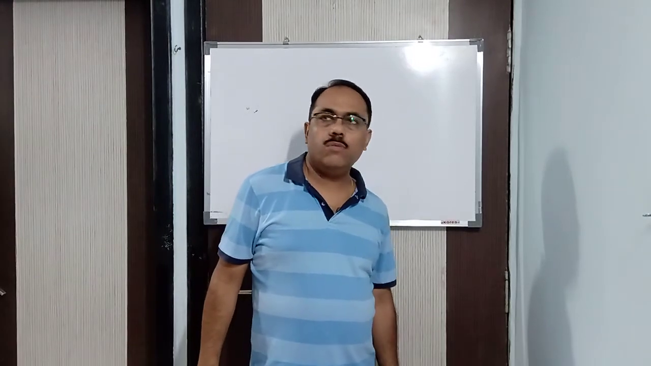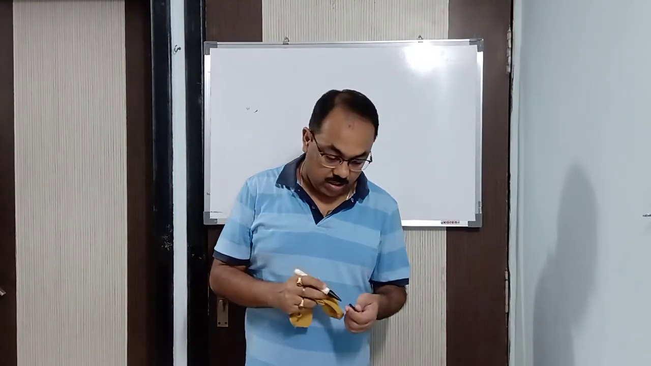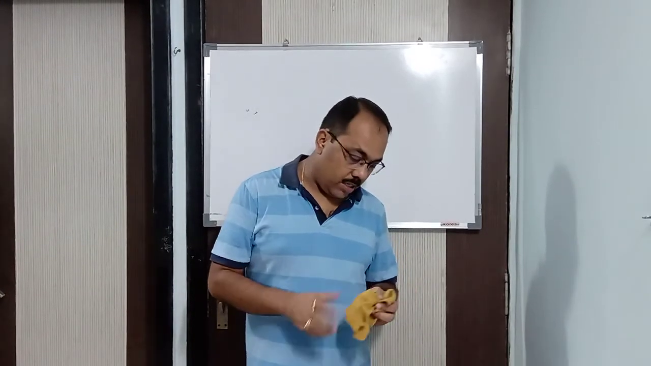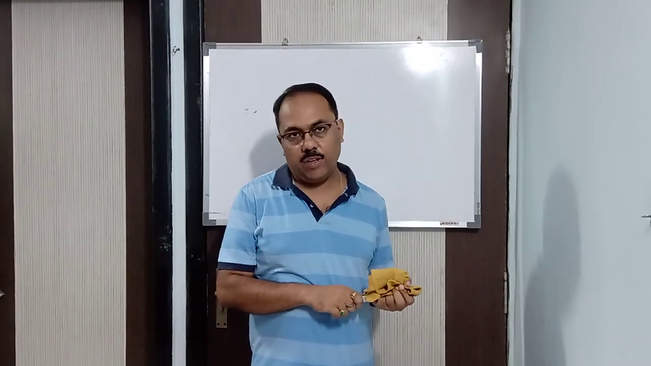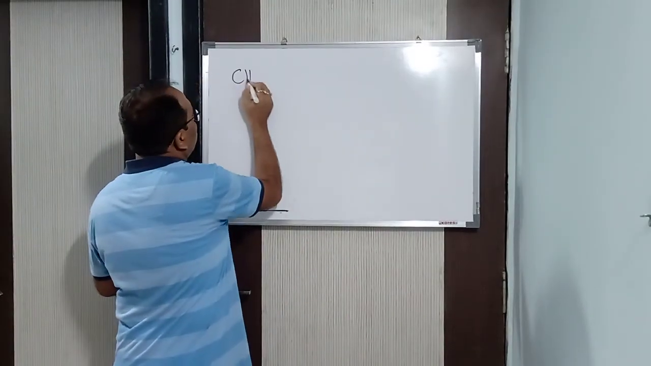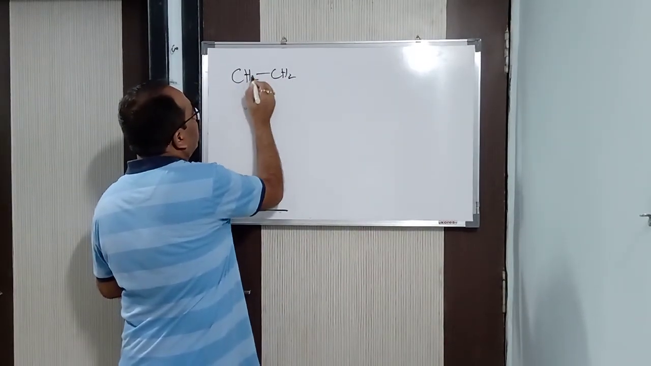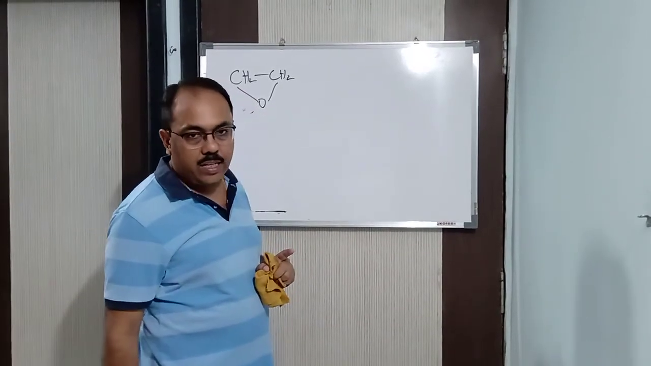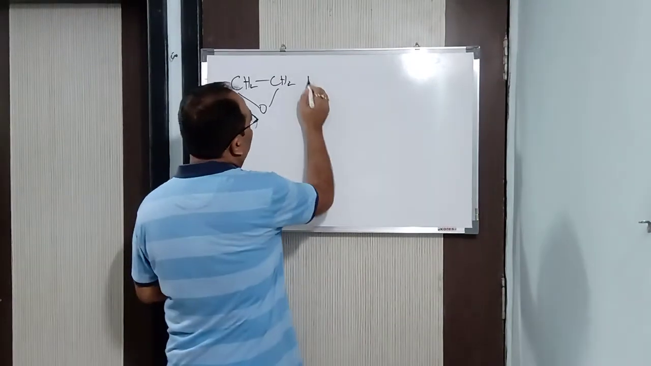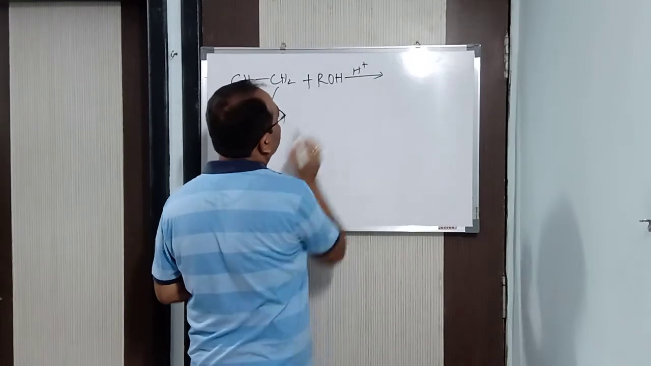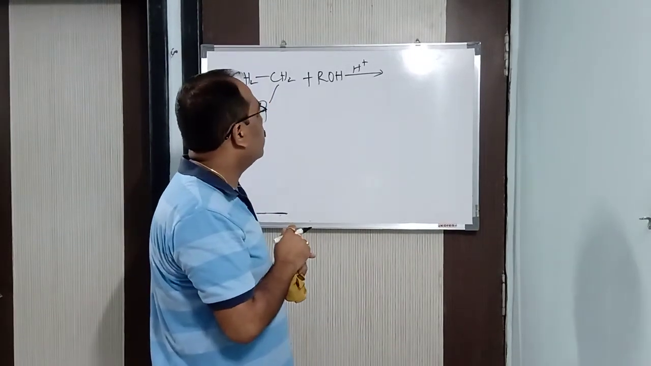Now there are also some miscellaneous reactions. Alright, write it down, I will tell you some miscellaneous reactions. If you are taking epoxyethane, what is epoxyethane? CH2, CH2 with an O. This is your epoxyethane, isn't it? Now if I take epoxyethane and it reacts with alcohol in presence of H plus, let us say, then what will happen? You know what is going to happen here?